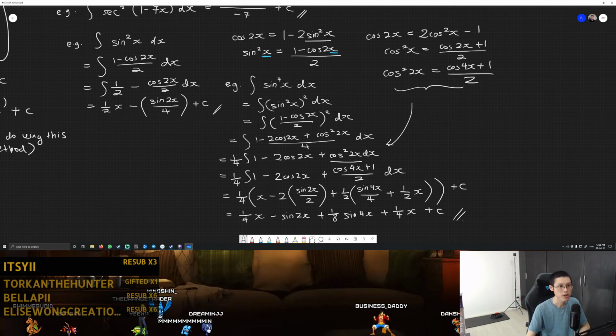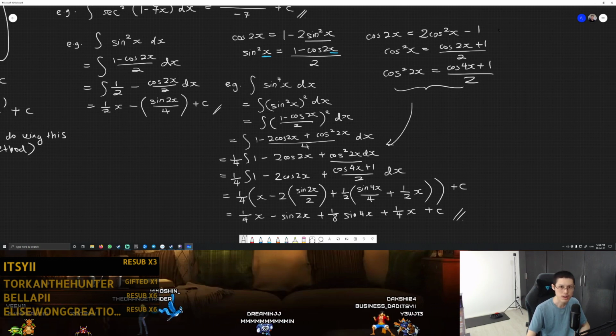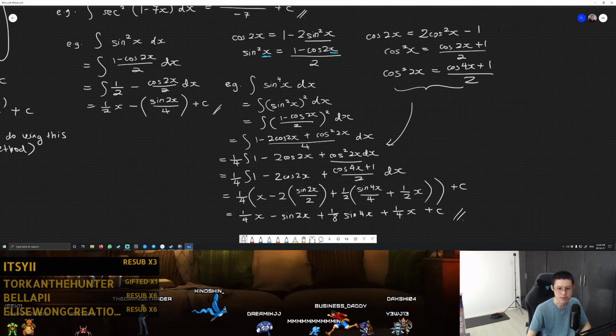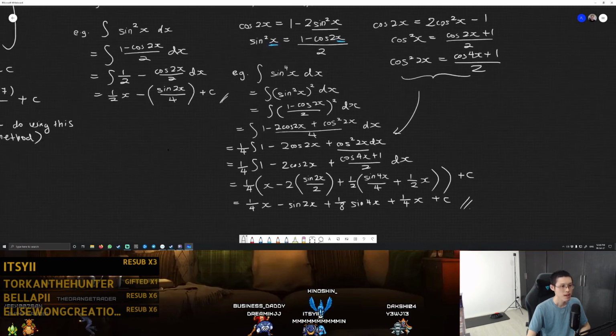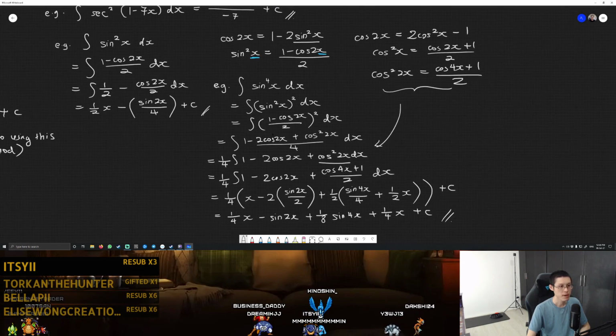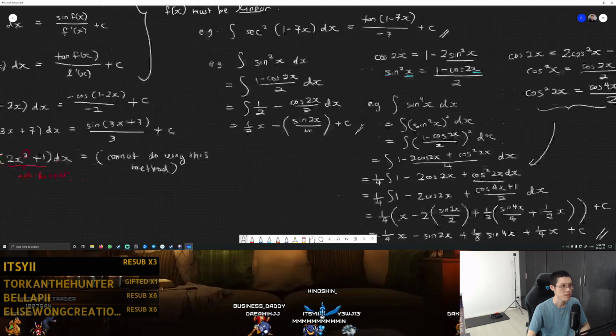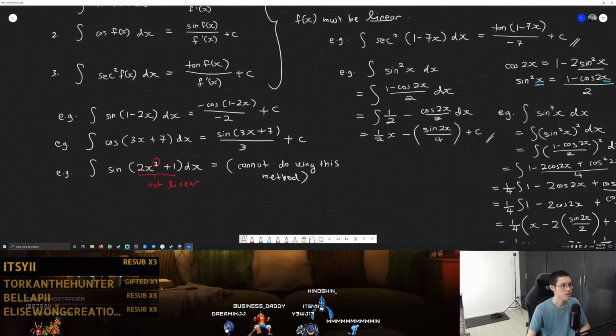The trick here is to get rid of all these powers by using the double angle formula. You either use this one or you use this one. And this is given in your data booklet. You don't have to memorize them. You just need to know how to do this. Once you've done that, you expand everything and then you integrate each term separately using the basic rules over here.